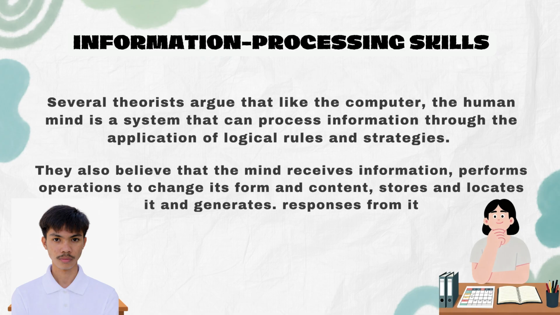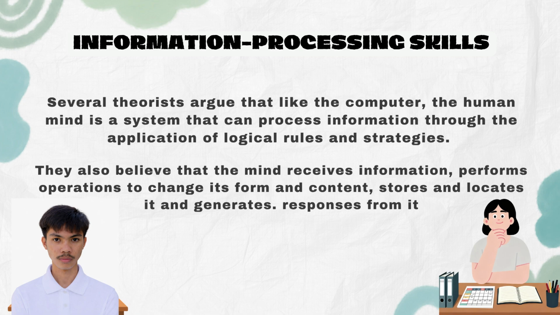Information processing skills. Several theories argue that, like the computer, the human mind is a system that can process information through the application of logical rules and strategies. So, the concept is that the human brain functions similarly to a computer system. It suggests that our mental processes are not random but instead rely on specific logical rules to handle the data we encounter. By using these structured strategies, the mind can efficiently organize and interpret complex information from the world around us.